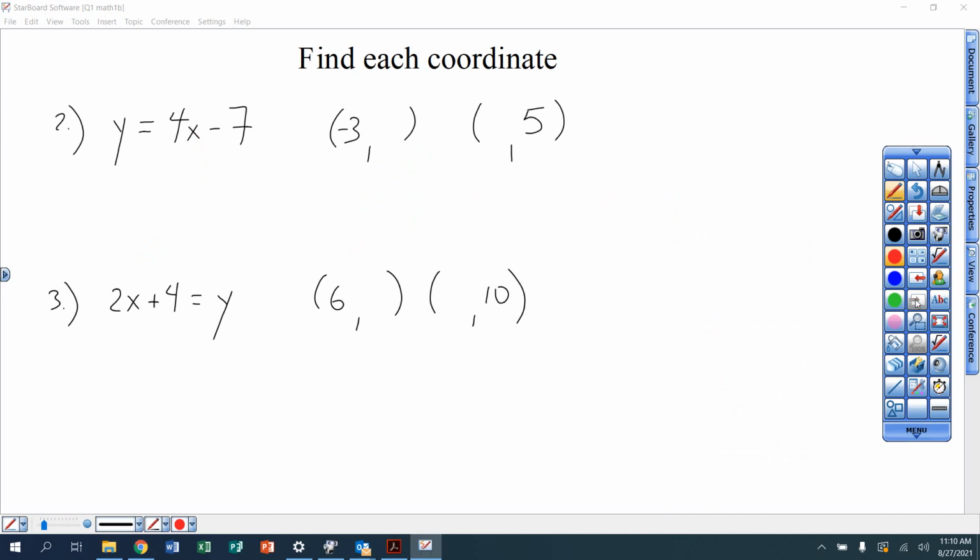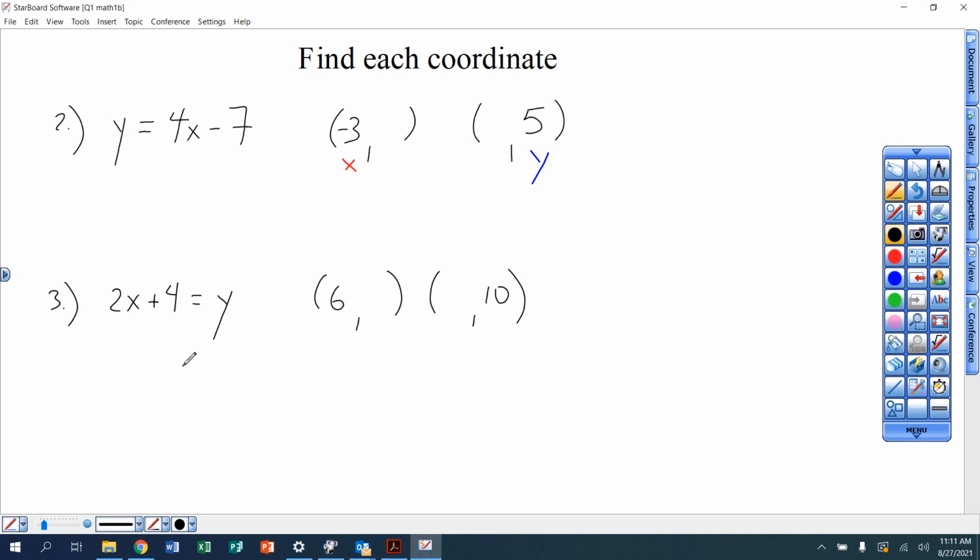For these problems, I'm mixing it up. Do you see which value I want you to plug in and which one you're looking for? Some of you really need to watch out. For the second one here, that first point, negative 3, that's me giving you the x value to find y. That second one, me giving you that 5, that's me giving you the y value to find x.